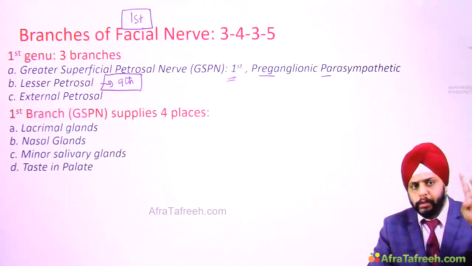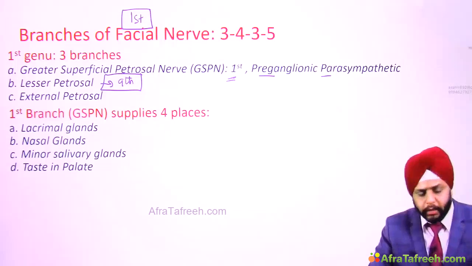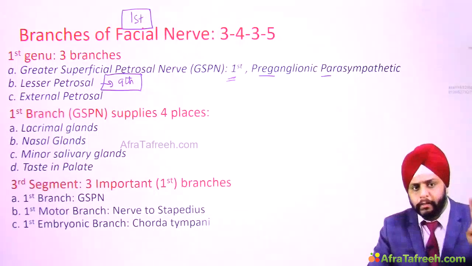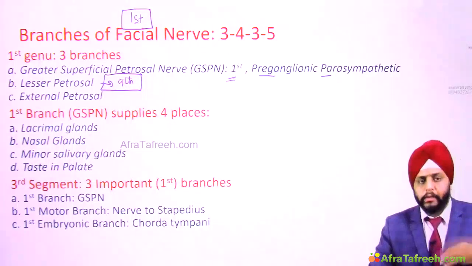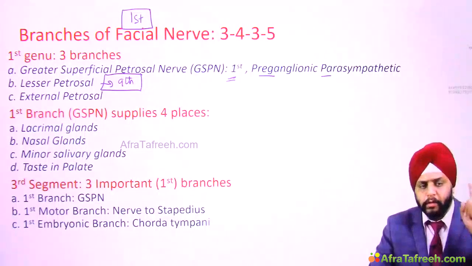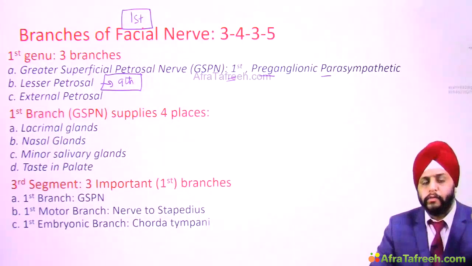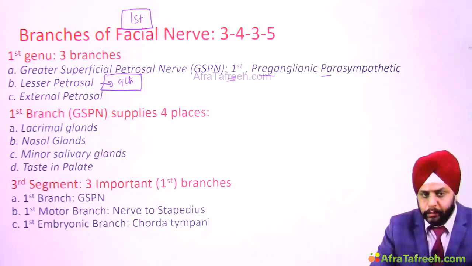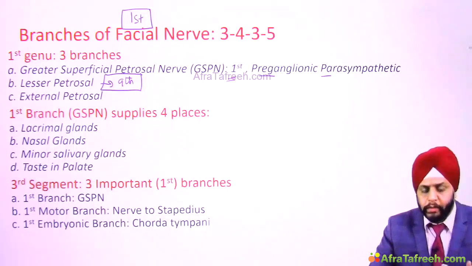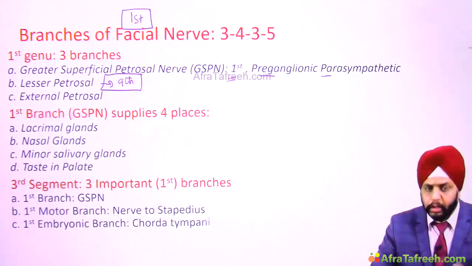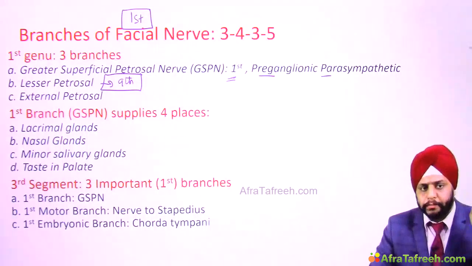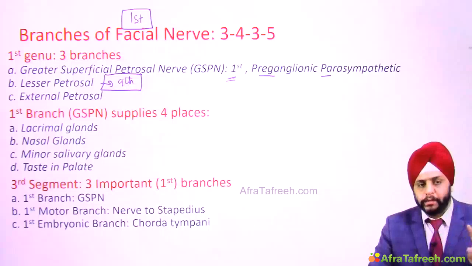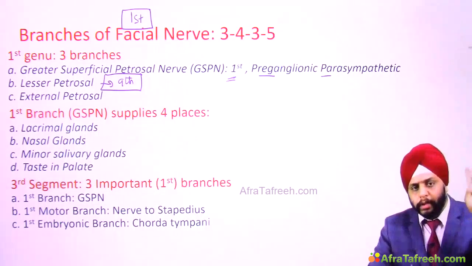Right, so first genu, 3 branches. First branch, 4 parts it supplies, and then we have the third segment. It has 3 important first branches. The first branch I told you was GSPN. The first motor branch is the nerve to stapedius. And the first embryonic branch, the branch to appear first embryologically, is the chorda tympani. These are the 3 important branches in the third segment, that is the intratemporal segment. All of them are first: first branch, first motor branch, first embryonic branch.